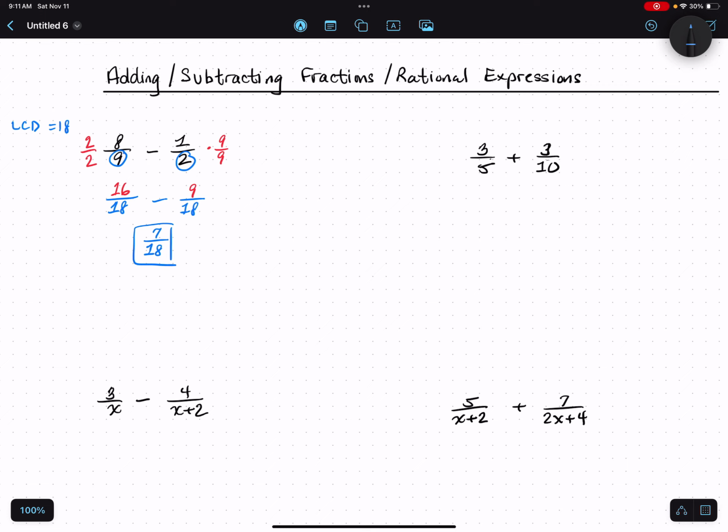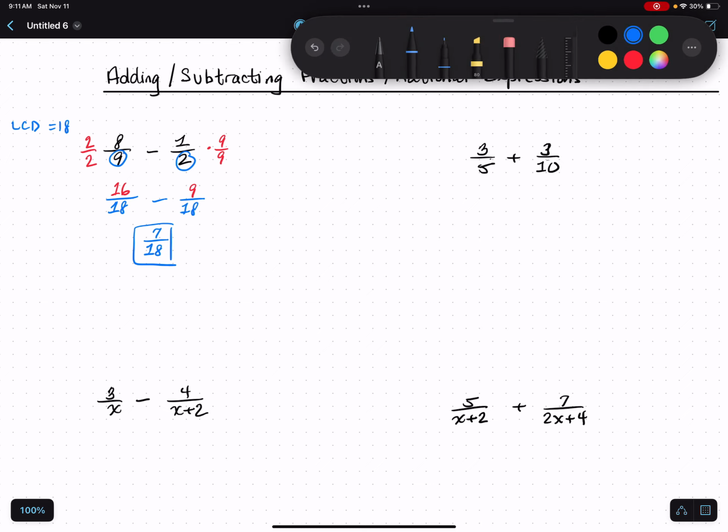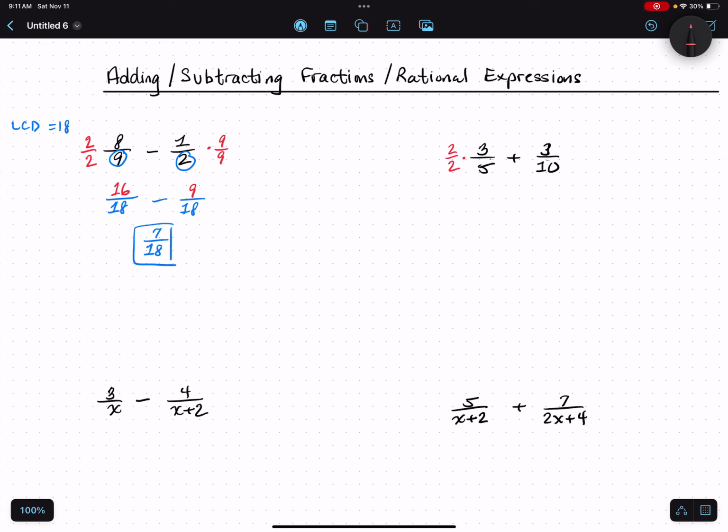There we go. Now looking at the one on the right, it's a little bit different because while you can just multiply the denominators together to get a common denominator, you often can get away with a smaller number if you notice that the denominators share a common factor. Now something to notice here is that 5 goes into 10. So in order to get a common denominator, which is 10, we can multiply the first fraction by 2 over 2, and we end up with 6 over 10 plus 3 over 10, and that gives us 9 over 10. And there's our simplified answer.